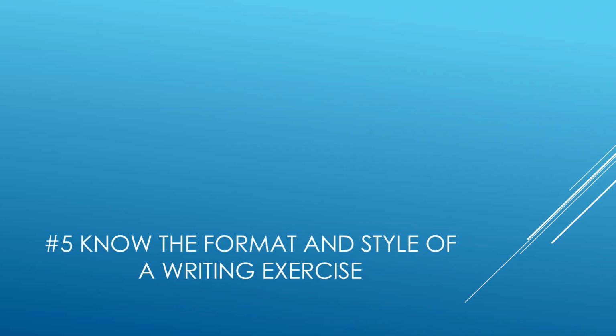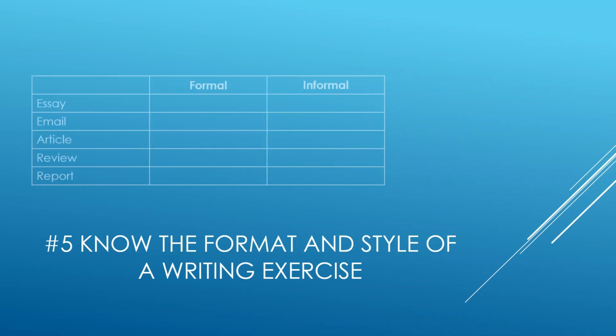Our fifth tip is understanding the format and the style of each of the writing exercises. So here are our examples: our essay, our email, article, review, and report. So for each of these, you need to make sure you're using the right style, and essays are typically formal. An email can be both. An informal email, or if it's an application email, it would be formal. An article is generally informal. A review can also be both. Sometimes the review is very chatty, and sometimes it's a little bit more formal. And then finally, report is something that is formal.